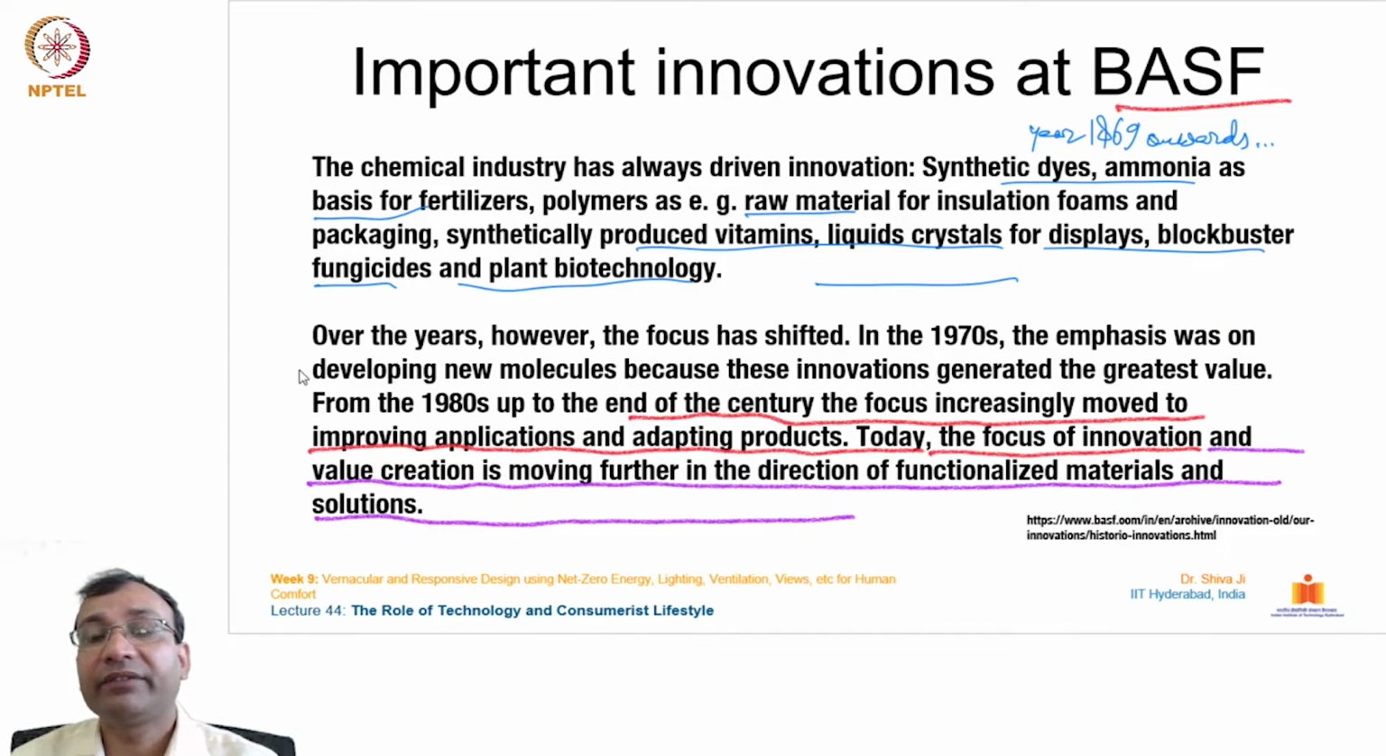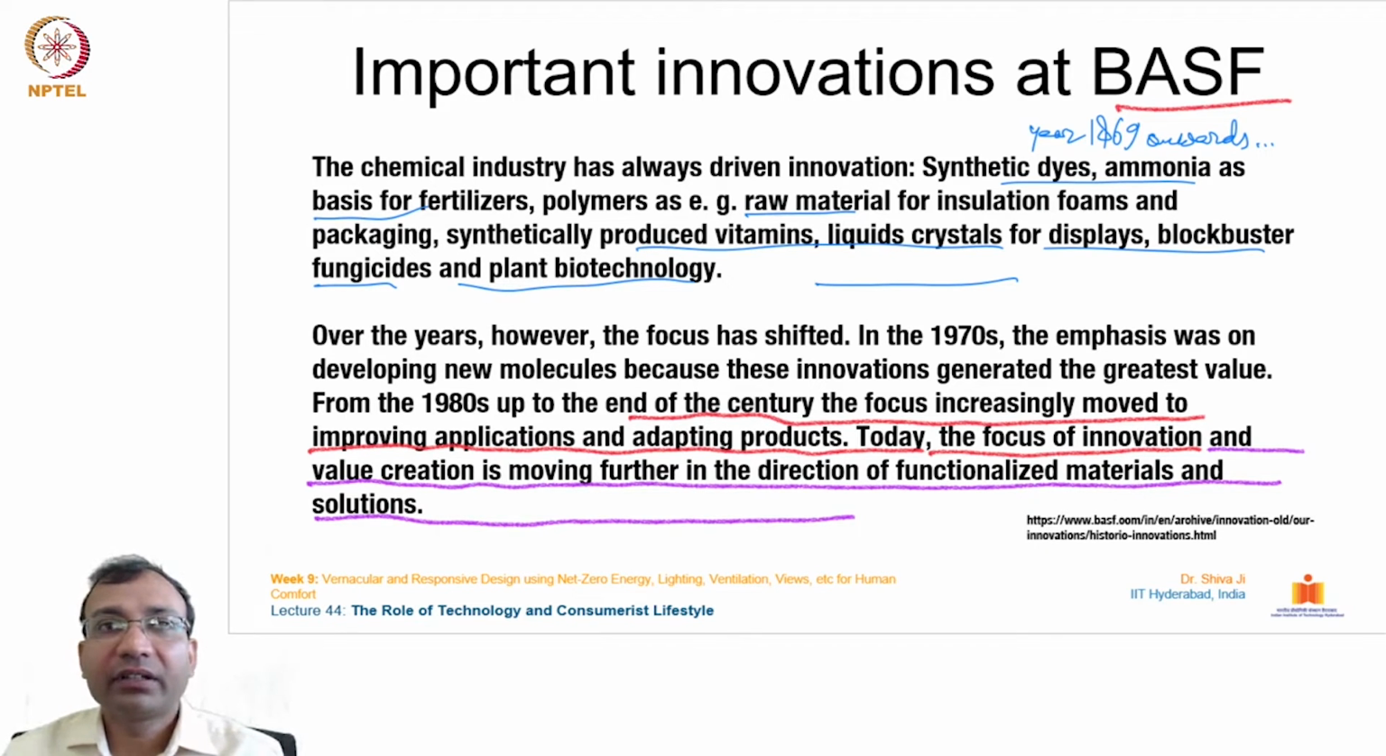Another example is from a very famous, very big company, BASF. It's a hardcore research and innovation based company. They have been coming up with very innovative products for a long time, and they have given very functional and utilitarian products to consumers. So let's see their journey, how they have come up with some innovative products.